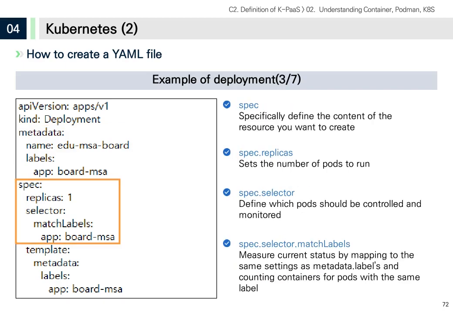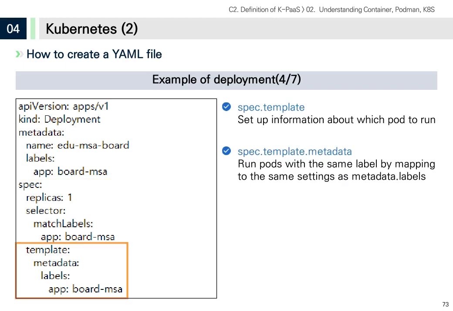The fourth thing to write is a spec. This is where you define the specifics of the resource you want to create. Replicas sets the number of pods you want to run. This is related to the replica set we talked about earlier. The selector in the spec defines which pods should be controlled and watched. Below that, match labels maps to the same settings as metadata labels, measuring the current state by counting containers and pods with the same label.